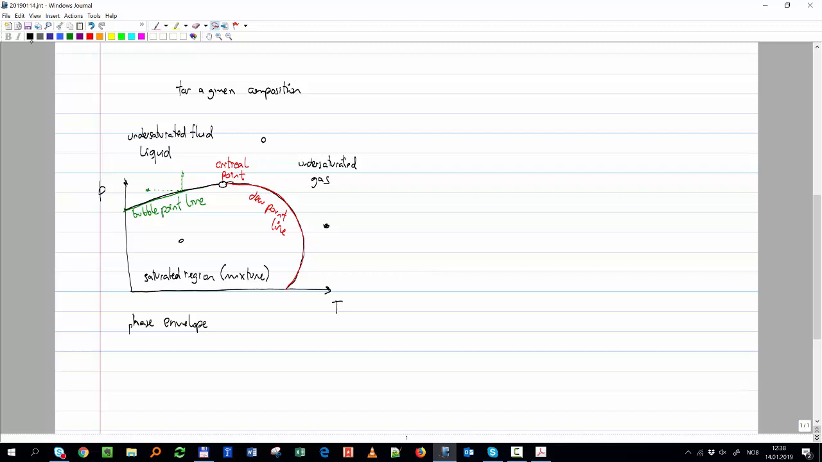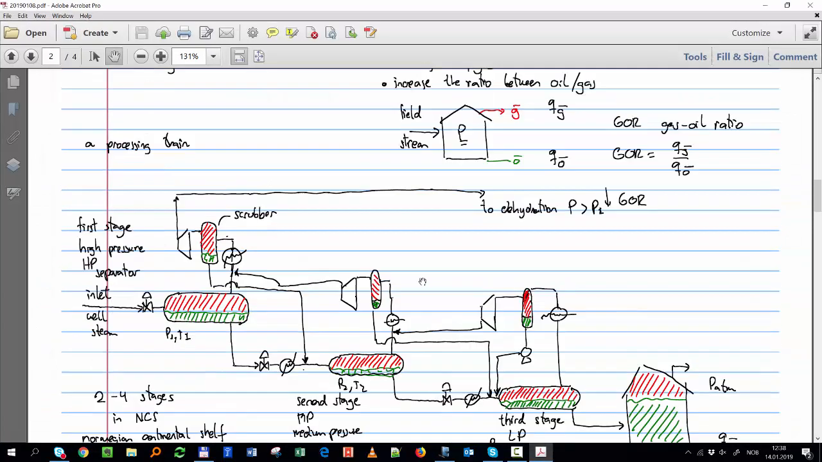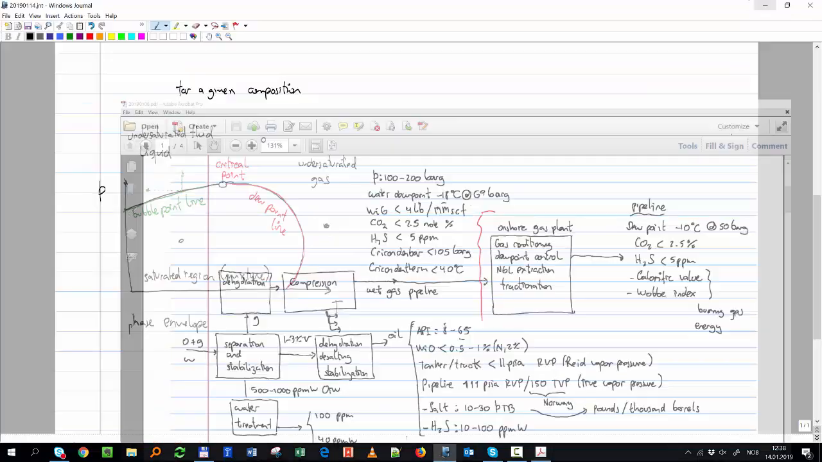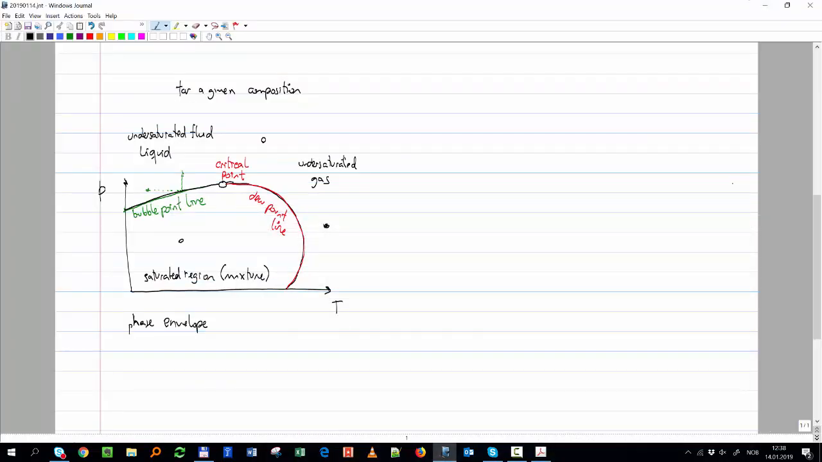Then we have these two. I'm not sure if you remember, but in the second class we were discussing the gas. There are some requirements, right? You have to have the cricondenbar and the cricondentherm. If you remember these two, I said they have to be below 105 bar and below 40 Celsius. So the cricondentherm is here, and it is the most extreme point to the right. This point here is the cricondentherm.